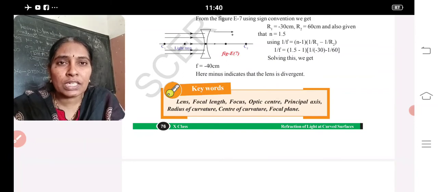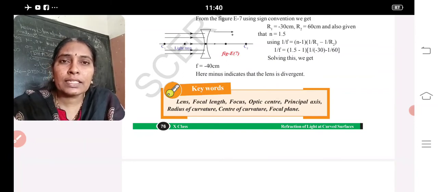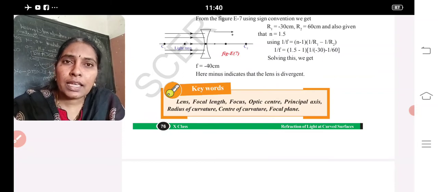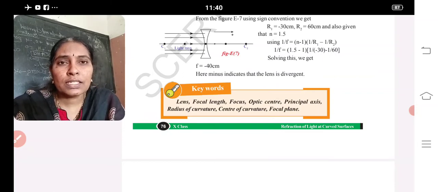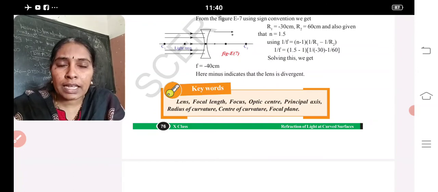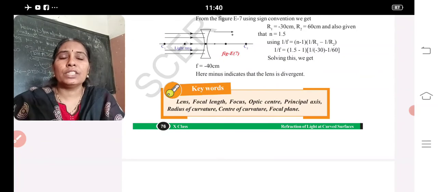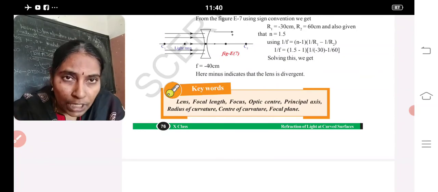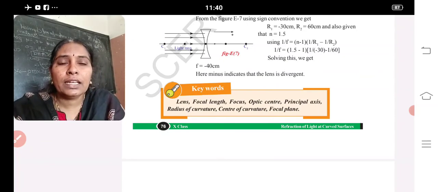What are the 4 situations? Any ray passing through the principal axis goes through the lens undeviated. Any ray passing through the lens from the optic center is also undeviated. Any ray passing through the focus becomes parallel to the principal axis on refraction. Any ray making a certain angle with the lens converges at a point on a plane perpendicular to the principal axis, which is said to be the focal plane. From these 4, you need to consider any 2 rays to get an image.